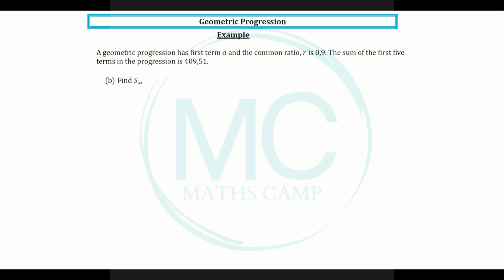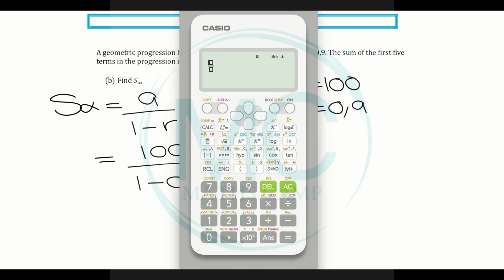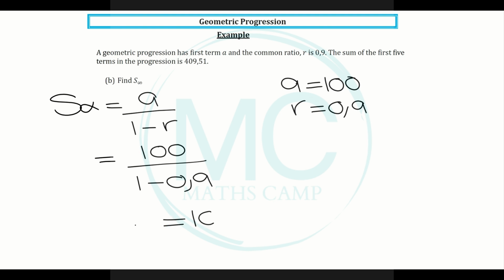And now we can look at part B. Find the sum to infinity. To find the sum to infinity, we use the formula a over 1 minus r. We now know that a is 100. And we know that r is equal to 0,9. So to find the sum to infinity, we're going to say 100 over 1 minus 0,9. Take your calculator. 100 over 1 minus 0,9 is equal to 1000. This is the sum to infinity.